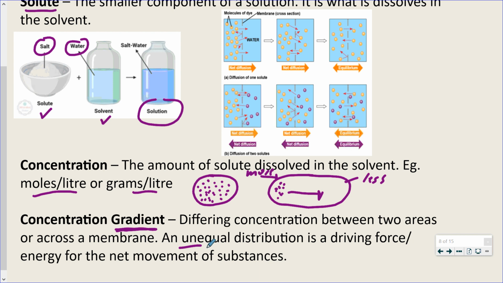Right now we have an unequal distribution in this picture, and that's going to be the driving force to have the net movement of these solute molecules going from where there is more to where there is less. So you should realize that they actually do move in both directions, but the net movement overall, we have more going from the left to the right.